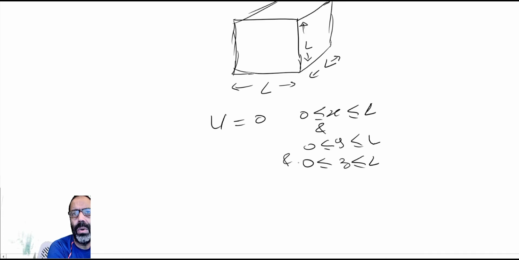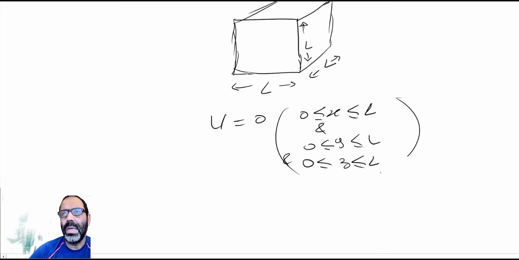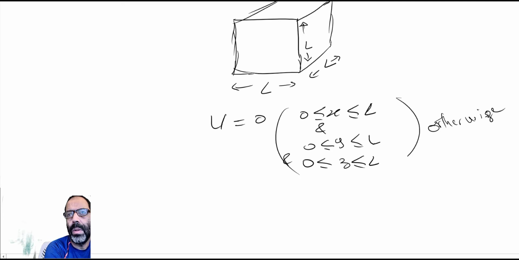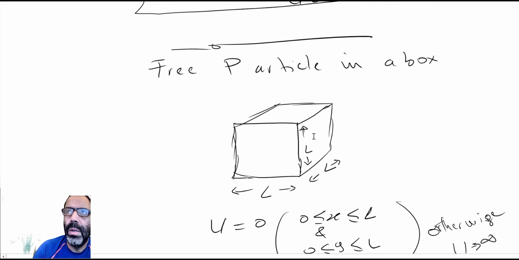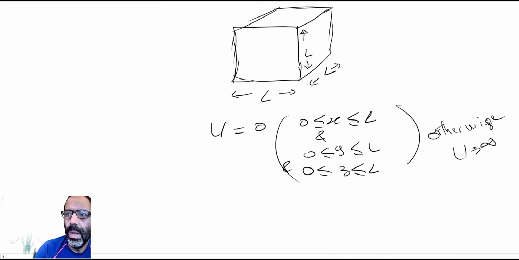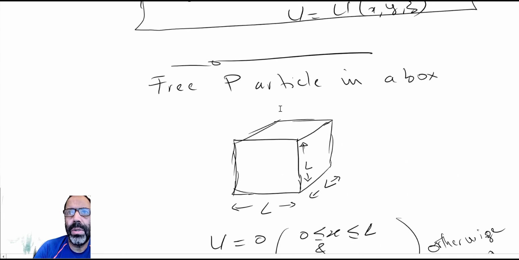Okay, so all of these are conditions. So that's the definition of what the box is in this case. Okay, and it's infinite outside. Otherwise, u goes to infinity outside. Okay, so the particle cannot exist outside because that's an impossible potential for it to have. No matter how much energy it has, it will never be able to get out of the box. So this is basically the problem of a particle inside a box.